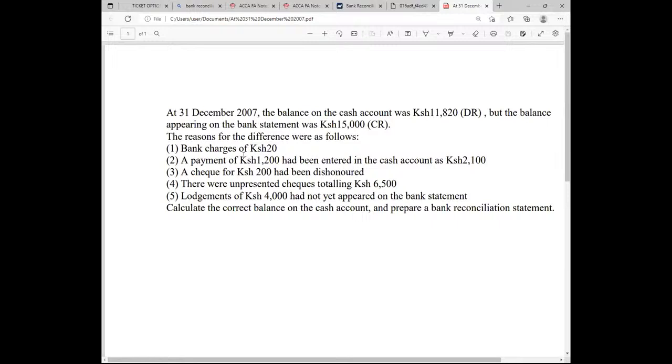This is quite a bad question that I've been given. How can we have bank charges of 20? Even in 2007, bank charges were way higher. But because it's for illustration, no worries. So you're told bank charges Kenya shillings 20.